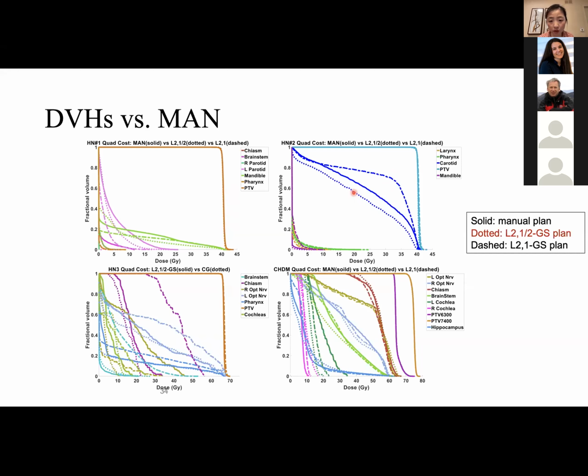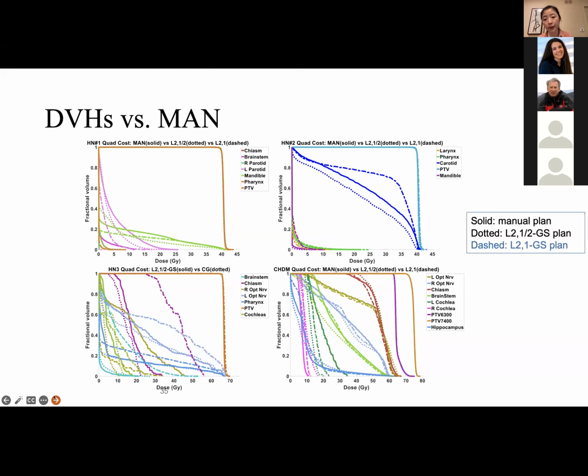compare the dotted line with the solid line. So we can see a lower OAR dose using our L2,1/2 norm. I labeled some structures here, for example, the left parotid, the right optic nerve, the carotid, and the left cochlea for these different cases.